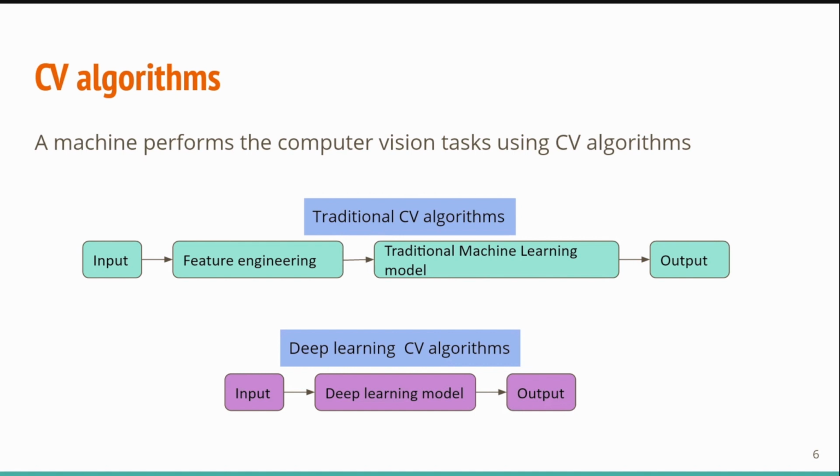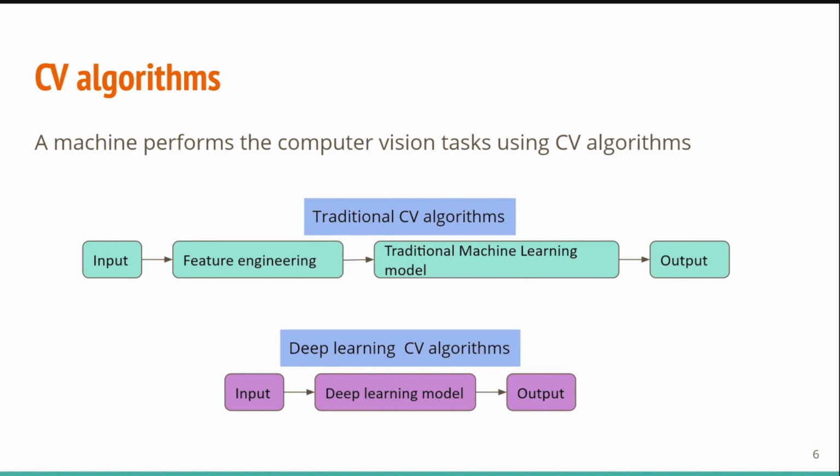If it's object detection, the output will be a bounding box. If it is image classification, it will be like a 1 or 0, whether it belongs to that class or not. And in the other case, deep learning CV algorithms, an input is fed to a deep learning model and it will give the output. The main difference between these two is that there is no feature engineering step. That makes our life simple: just feed whatever input we have, the deep learning model will take all the job and it's done.